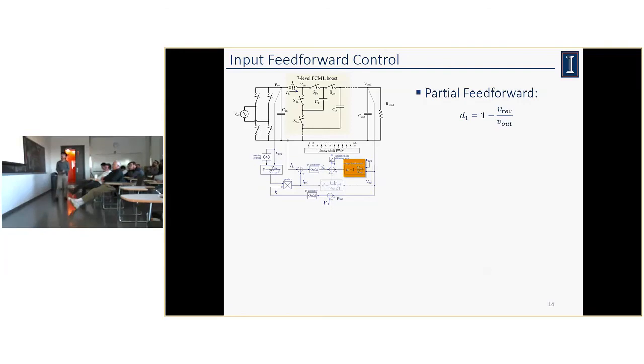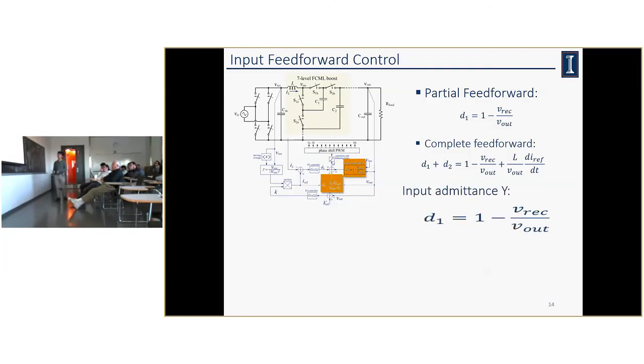In the feedforward method, there's partial feedforward. That's only that you sense the input voltage and you divide it by the output voltage and you add this term to the control effort. And then there is complete feedforward that actually, if you go back to the differential equation, you can calculate how much duty ratio you need from the inductor current. So we can again calculate the input impedance by including these two terms.